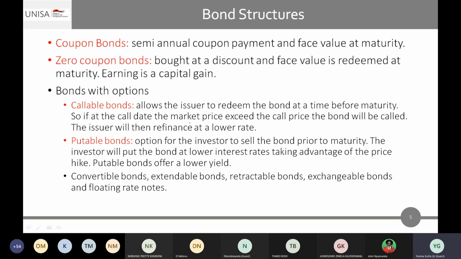Then you get a different type of bond called a zero coupon bond. The zero coupon bond is bought at a discount and face value is redeemed at maturity. So the earnings is on capital gain. So now the face value of the bond is 1,000 rand. A zero coupon bond you will buy for 650 rand, and at the end of it you will get 1,000 rand, and that's how your gain is. So you're earning 350 rand.